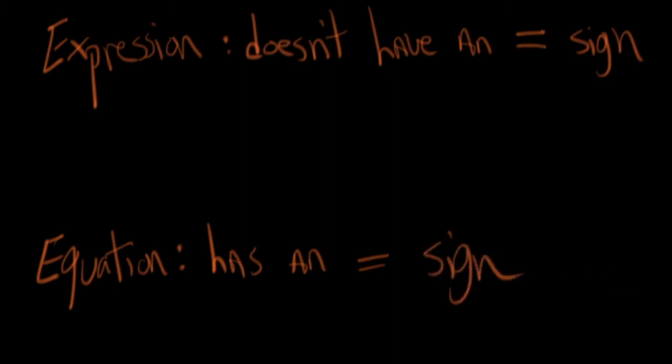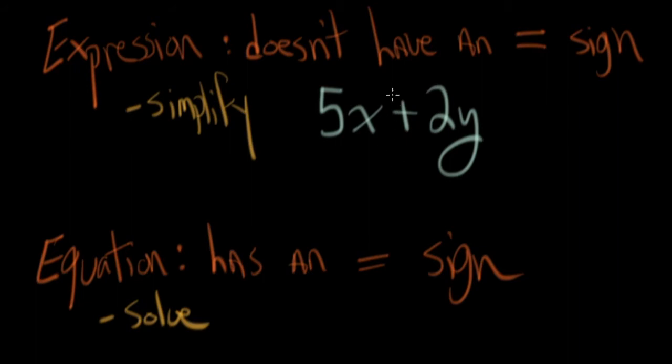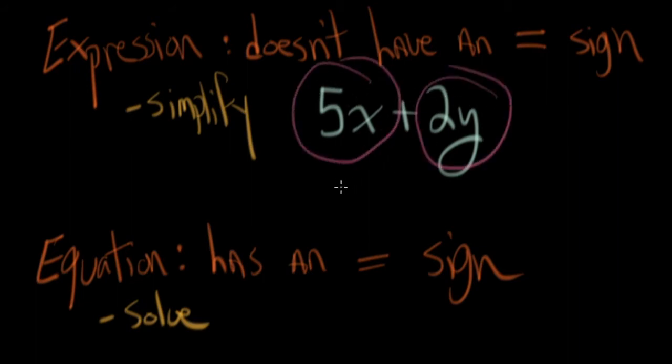And what do we do with expressions? We are usually asked to simplify them. And what are you doing with equations? You're asked to solve them. Okay, so what does this matter about terms? Well, terms are separated by plus or minuses. So let's say we had a typical expression of 5x plus 2y. And I asked you, how many terms are there? Things are separated by the plus or minus sign, so this is kind of like the divider. You have this one, and you have this one. So this would have 2 terms.